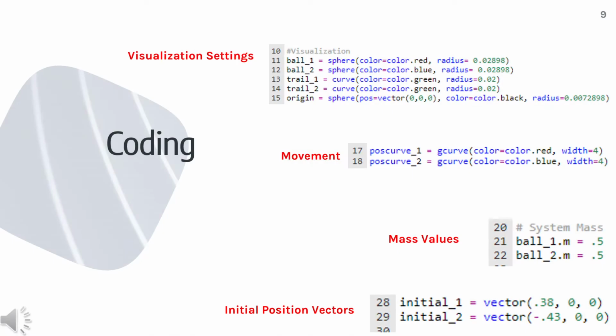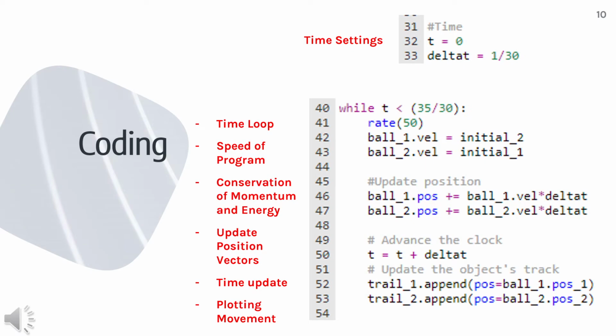First, I wrote the code for the visualization of the objects, their trails, and the origin. Then I created position curves for each of the objects. I inputted the initial values like their mass and velocity vectors. The last things I added before the calculation loop was the time settings. Inside the calculation loop, I added the speed of the program, the simplification for conservation of momentum and energy, updated the position of the objects and time, before finally plotting their movement. Let's look at what the code produced.